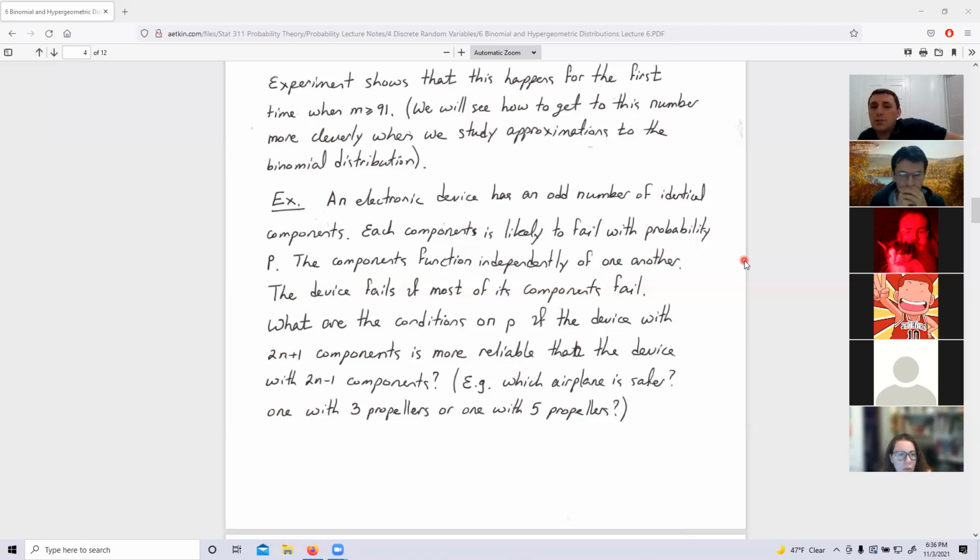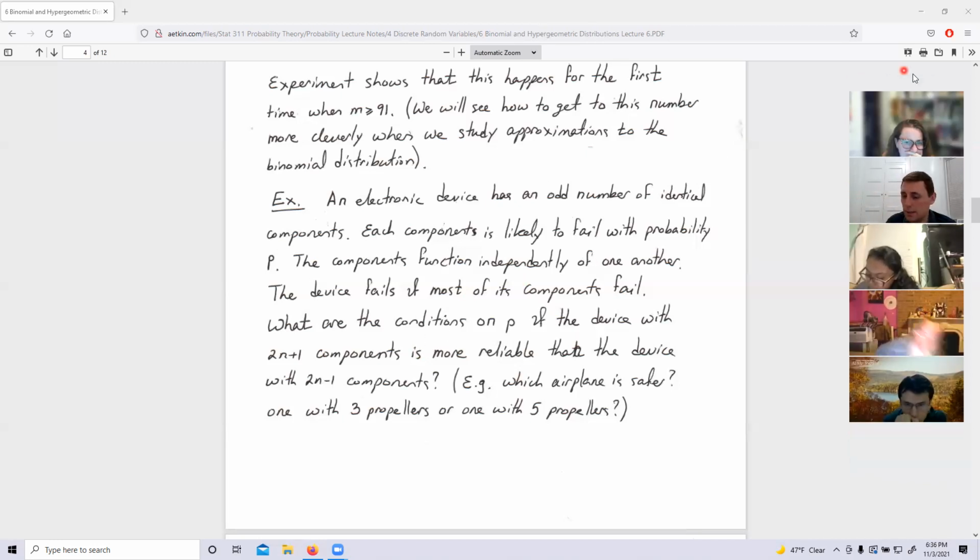So if p is large or small, what do you think? In other words, it's a function of p. If p is on one side of a particular number or the other, should you make more of those devices or less? And the machine fails if most of the components fail. Good. So when you have a more complex system or a less complex system, which one is better?